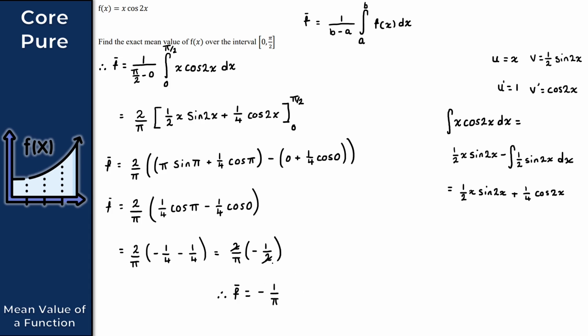Okay, and this here then gives us the exact mean value of f of x over this interval here from 0 to pi over 2. So there we have it. That gives us the solution to the very last question here, question 2. And that brings us to the end then of this video here on the mean value of a function.